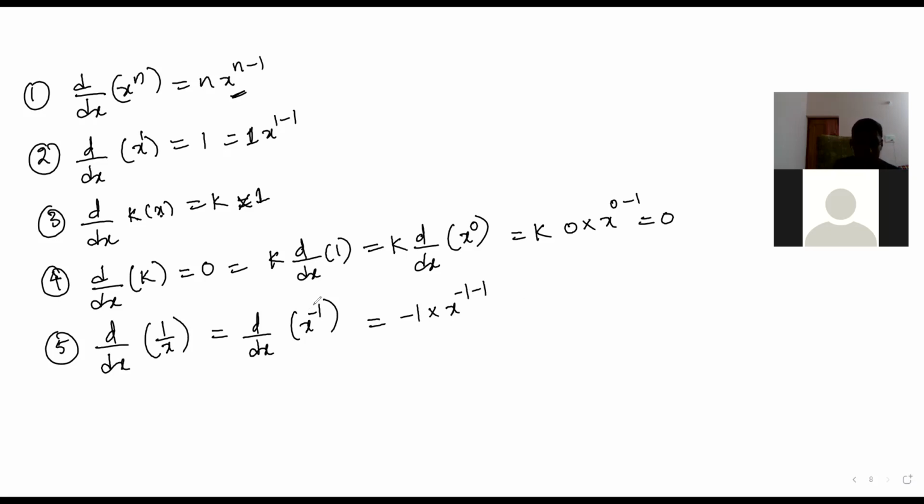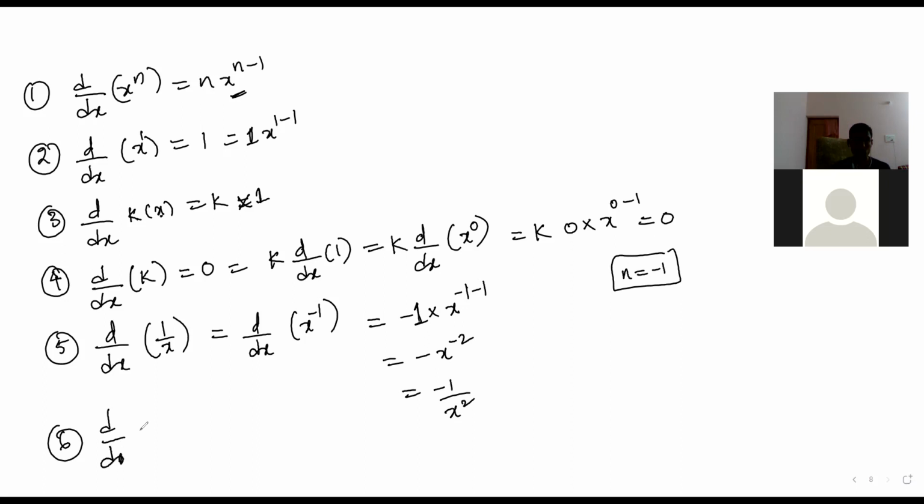Here n is minus 1. Simply n is minus 1. n into x to the power of n minus 1. That is minus x to the power of minus 2, that is minus 1 by x square. Yes, sir. You should remember this also. Now similarly, if I write d by dx of 1 by x square, can you not do this easily? Yes, it can be done easily. Right.